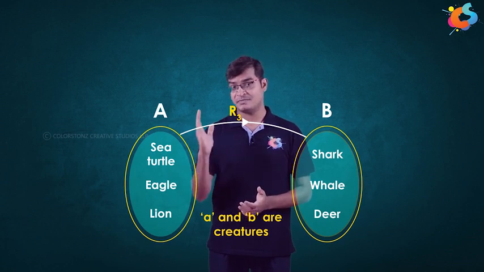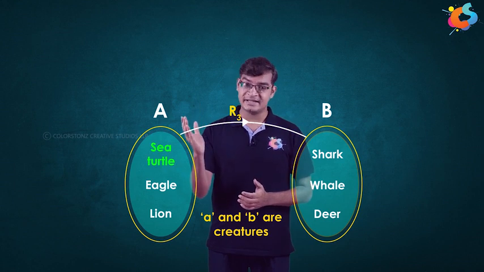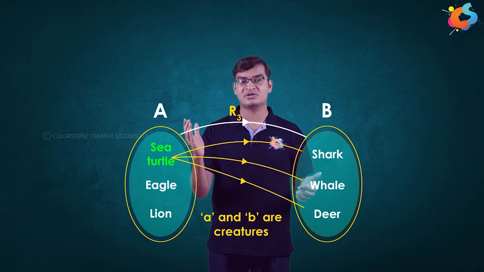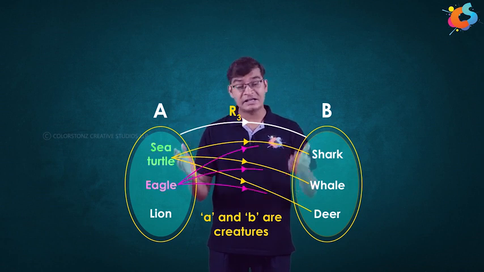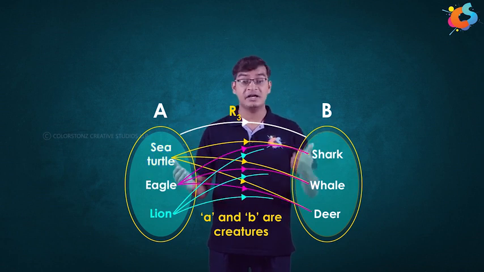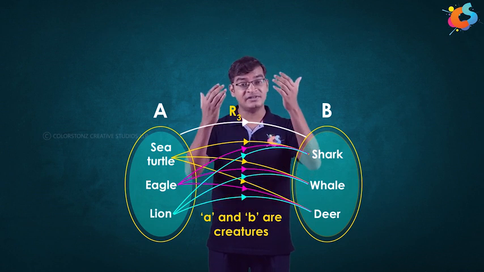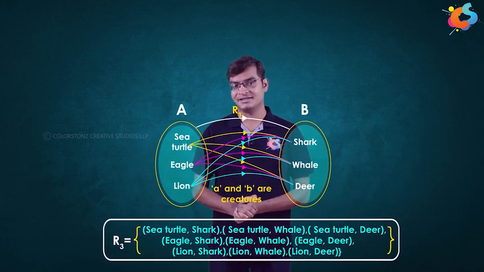R3 is a relation which is mapping from set A to set B. Sea turtle, is it a creature? Yes. Sea turtle can be mapped to all the elements of set B because all of them are creatures. So sea turtle is mapped to all three. Eagle is mapped to all three, and lion is also mapped to all three because all of them are creatures. So therefore, all of these ordered pairs, just write them in a set, and this is R3.